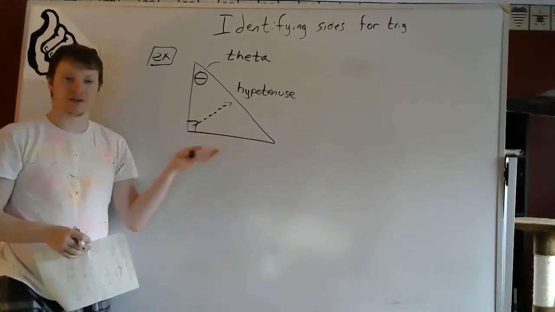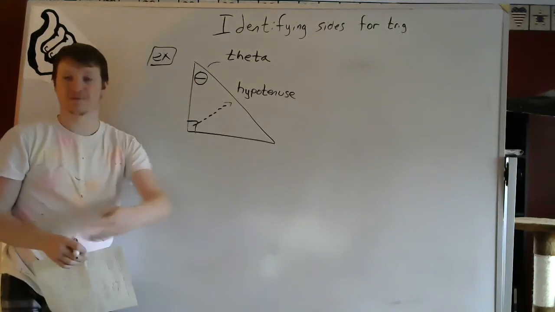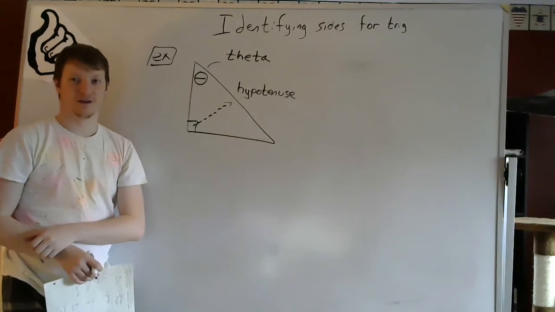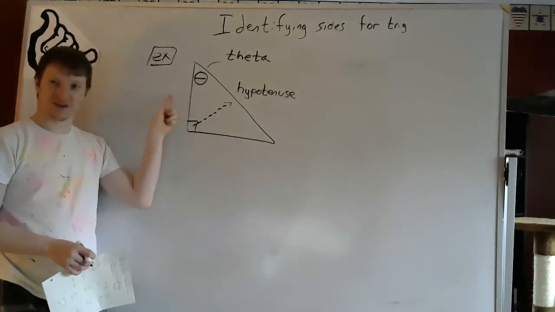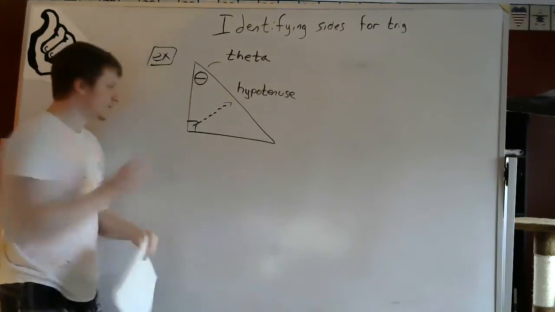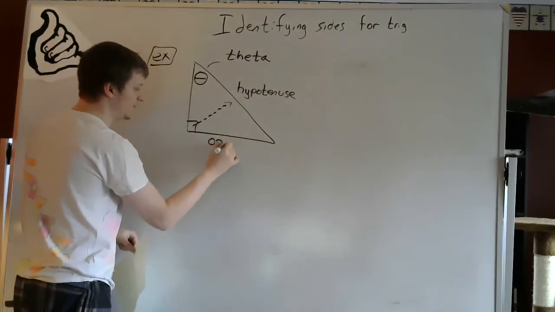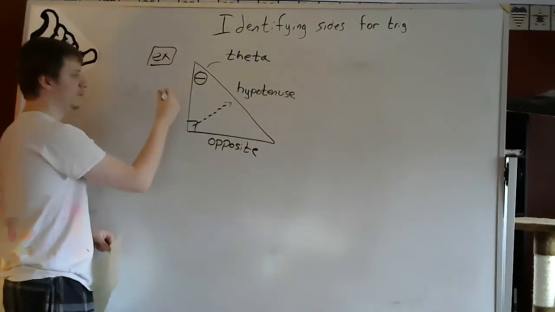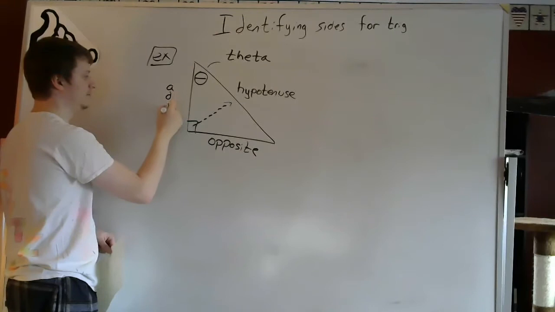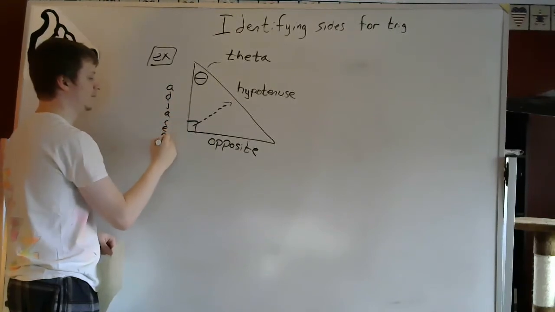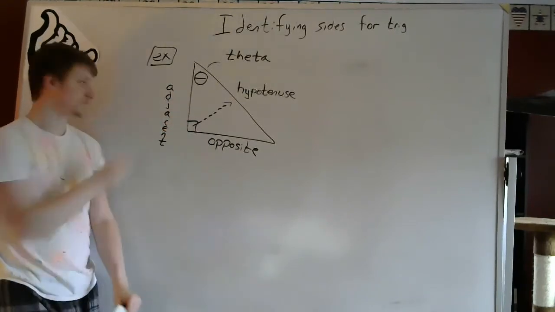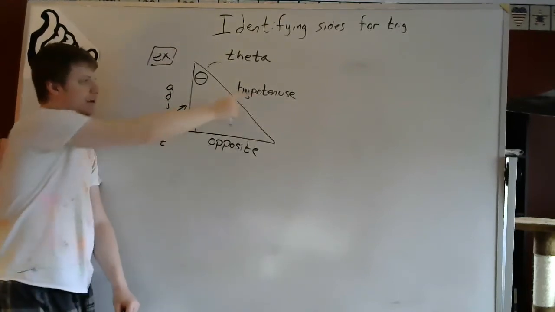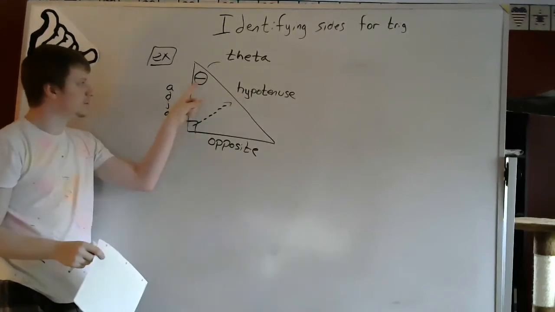Now, if I were looking at this triangle and I said, what side is opposite the angle theta? Would it be this one or this one? Which side is opposite the angle theta? Well, the one down here is opposite the angle theta. And this would then be the adjacent side right here. So we have our opposite, our adjacent, and our hypotenuse in reference to this theta.